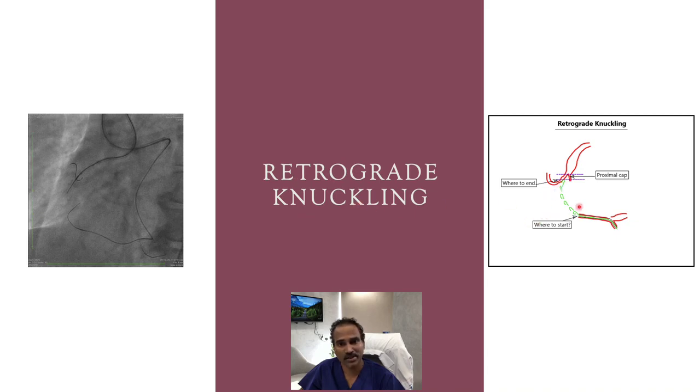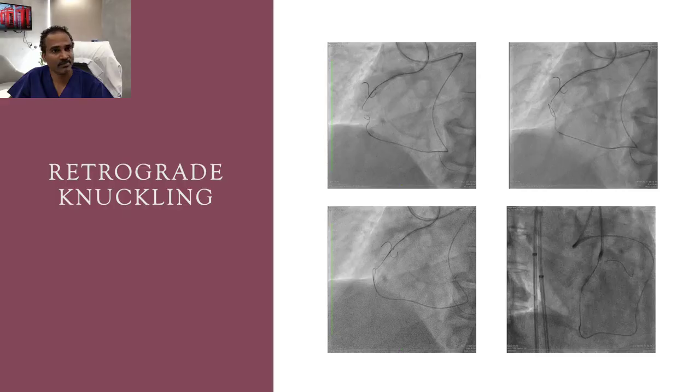And where to start the retrograde knuckle? It's better to start before this loop, because that is what is causing confusion, of course. So start before the loop and end 5 to 6 millimeter beyond the proximal cap, to make your reverse CART easier. So this is the starting point and this is the end point of knuckling, and this is the reverse CART. That's a conventional reverse CART. So this is the plan for retrograde knuckling and re-entry.